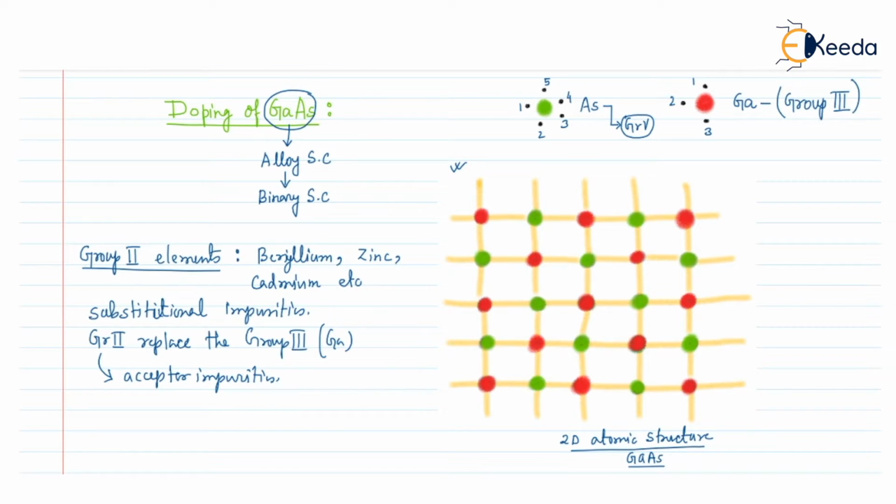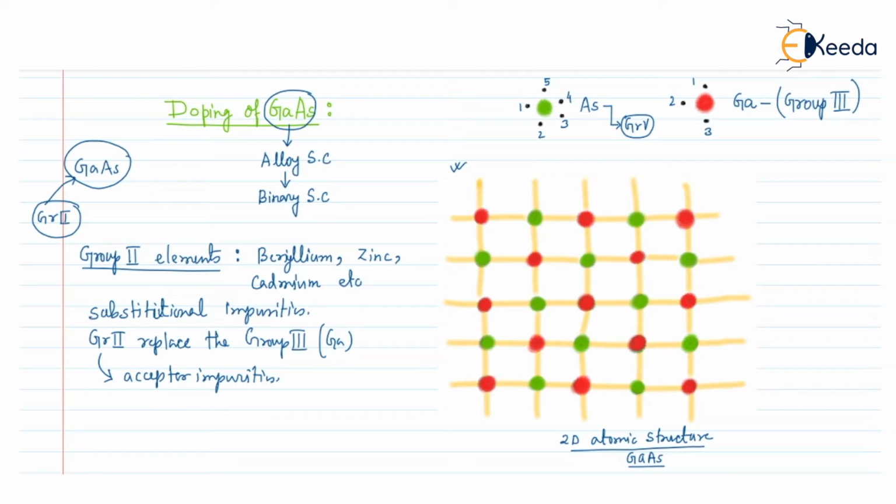That is, when we dope gallium arsenide with group 2 elements, then this group 2 element will act as an acceptor impurity for the gallium arsenide.